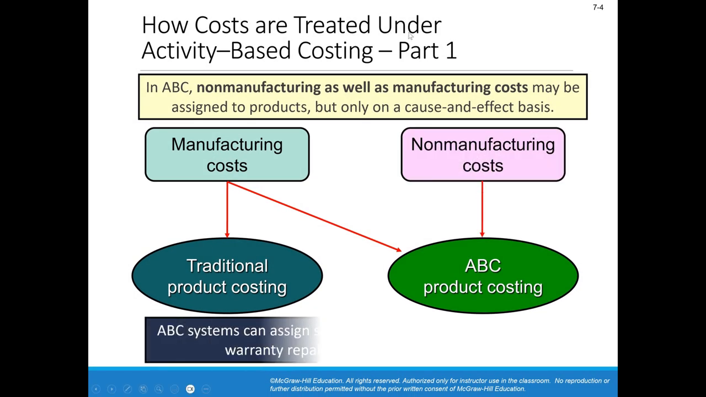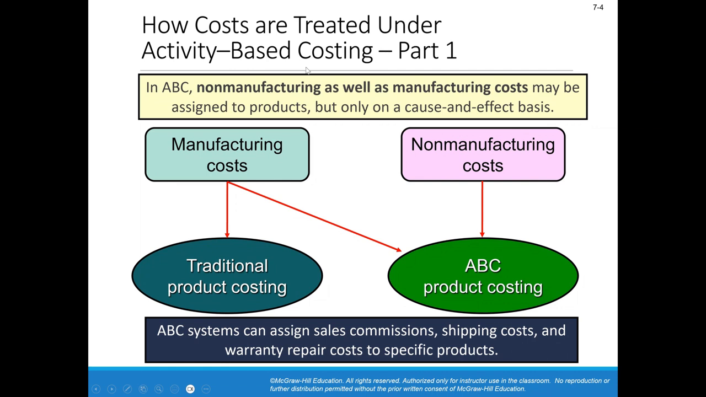So how are costs treated under activity-based costing? In ABC, non-manufacturing as well as manufacturing costs may be assigned to products, but only on a cause and effect basis. So we have traditional product costing, and we have ABC product costing, which is going to combine manufacturing and non-manufacturing costs to get a true picture of what that product cost us to make and to sell.